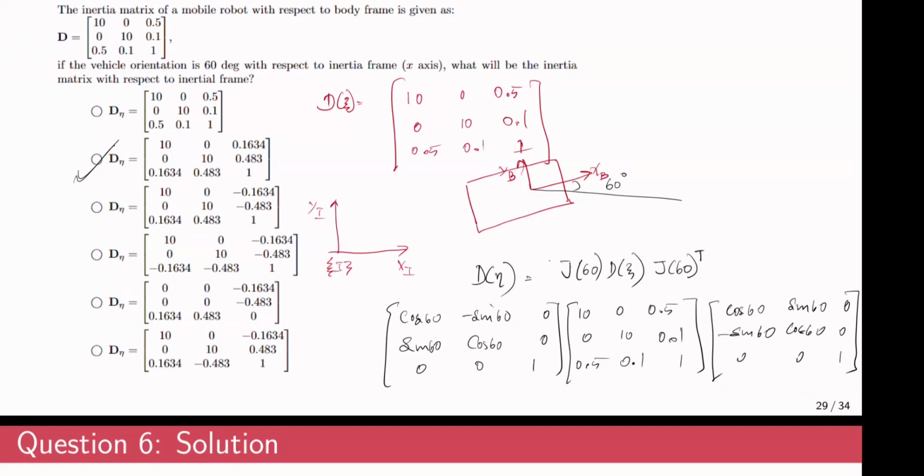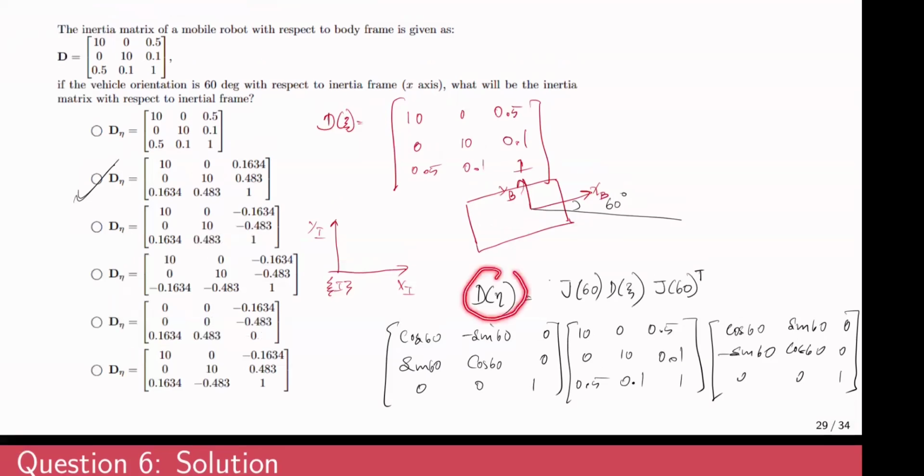If you want to know about how we got this expression, I would recommend you to go back to the previous slides. The recordings and the PPTs will be shared after this session. We derived this expression from the conservation of power, and that's how we got the relationship between the mass matrix on the inertial frame and the mass matrix on the body frame of reference. Yeah, that is indeed the solution.